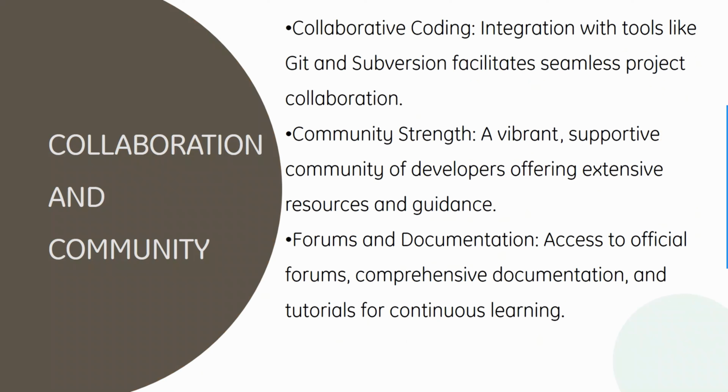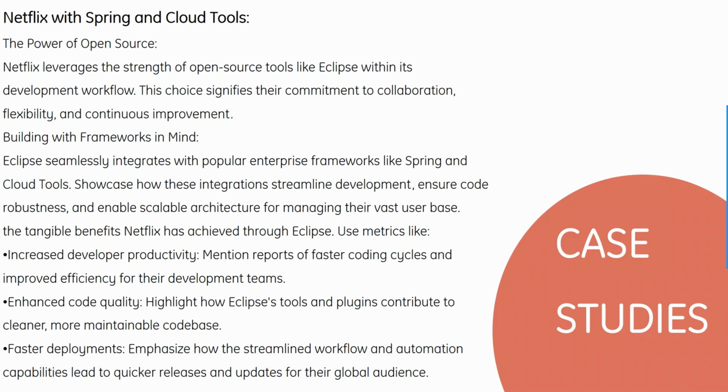Next, collaboration and community. So what are the things in collaboration and community in Eclipse? Firstly, we have collaborative coding, which is integration with tools like Git and Subversion, facilitating seamless project collaboration. For community strength, a vibrant, supportive community of developers offers extensive resources and guidelines. Then we have forums and documentation: access to official forums, comprehensive documentation and tutorials for continuous learning.